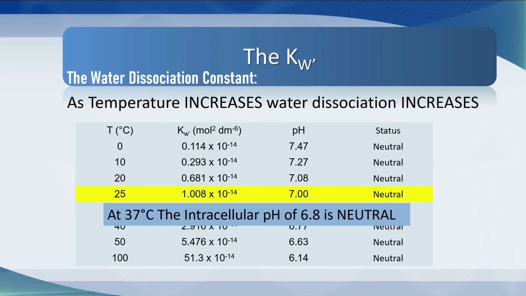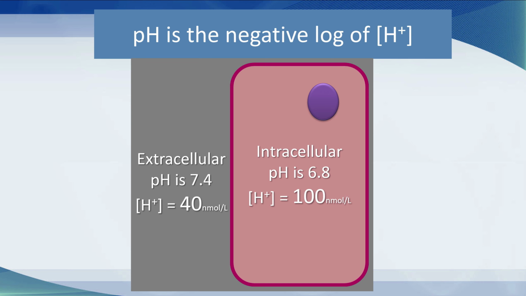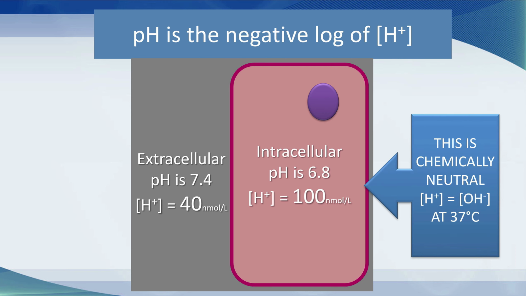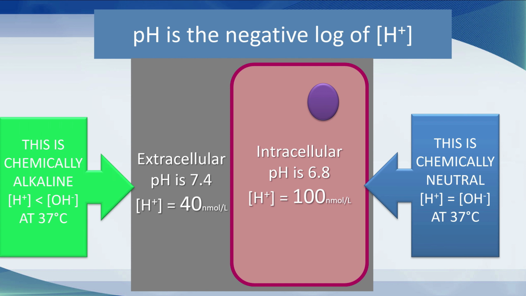So let's get back to the picture I showed you a minute ago. The extracellular pH is 7.4. The intracellular pH is 6.8 at 37 degrees Celsius. And that means that intracellular pH is chemically neutral at 37 degrees Celsius. The hydrogen equals the hydroxyl. The extracellular pH is chemically alkaline at 37 degrees Celsius. There is more hydroxyl than there is hydrogen.